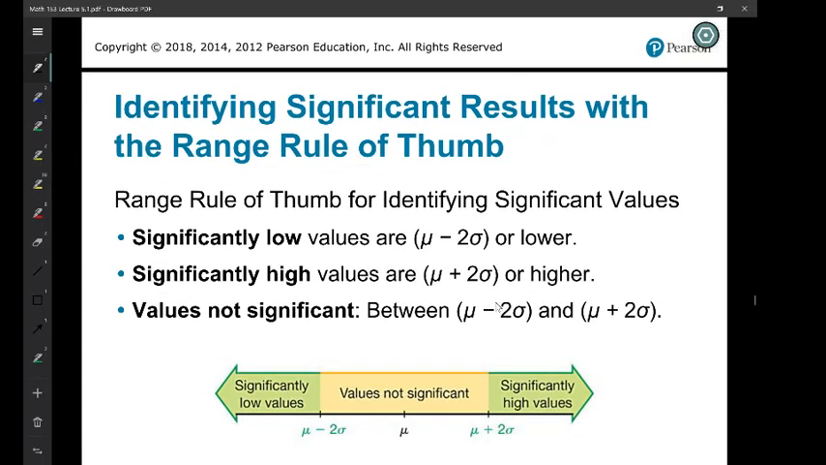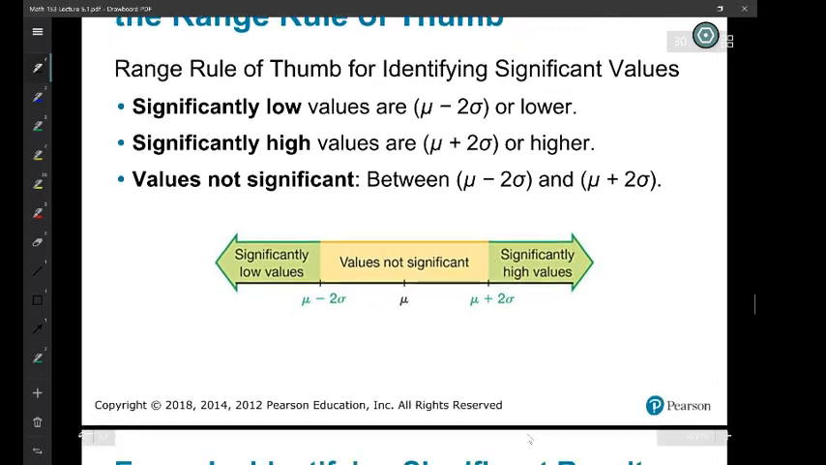Next topic, identifying significant results with the range rule of thumb. The range rule of thumb for identifying significant values is: it is a significantly low value if it's less than the mean minus 2 times sigma, and it's significantly high if it's greater than the mean plus 2 times the standard deviation.